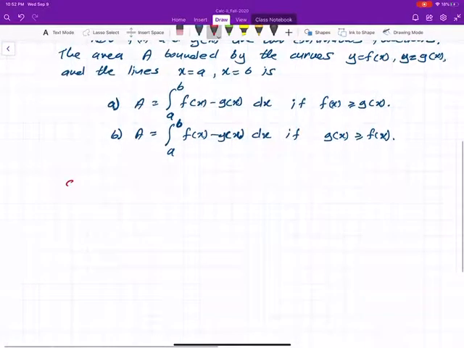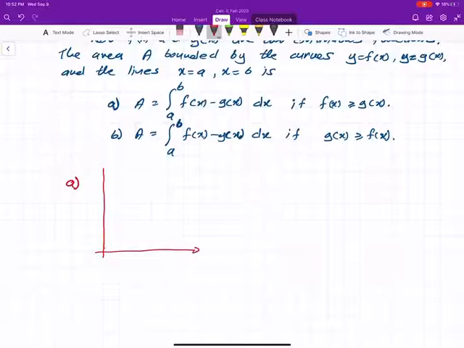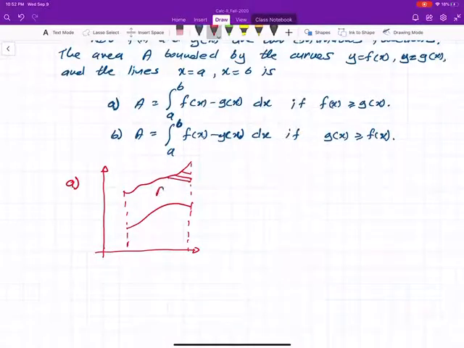In the first case, you have f of x greater than or equal to g of x. That means the case is like this. Your f of x is the greater one and g of x is like that. So that is the area you are interested in. This is a, that is b. This is f of x, that is g of x.